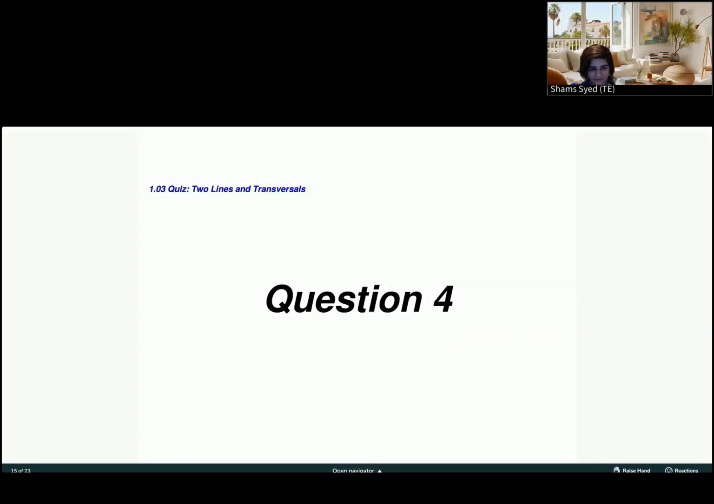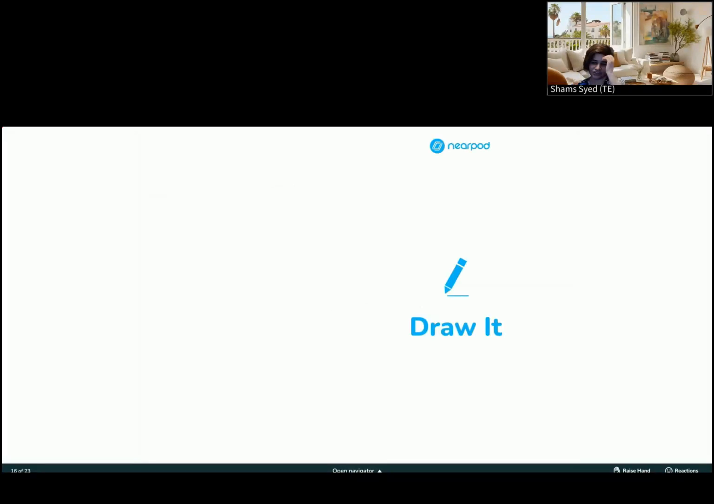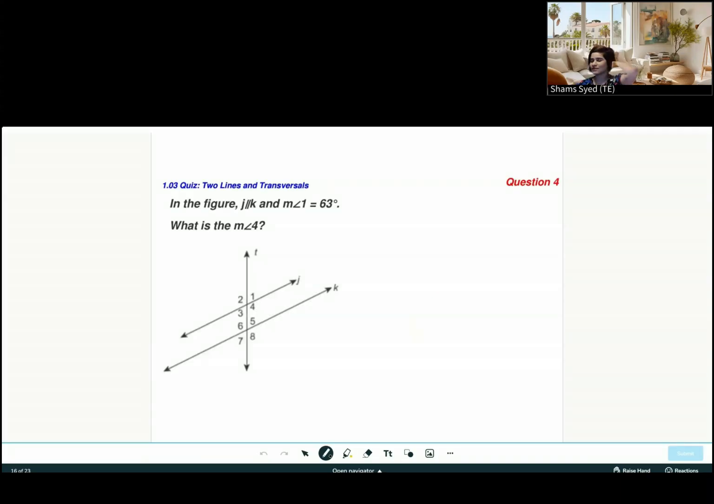Question 4. Here's question 4, variety 1. If you guys are taking the quiz, some of your question 4 will look like this. So in the figure, J is parallel to K, and angle 1 is 63. I'm going to go mark angle 1. This is 63. Angle 1 is 63. My task is to find angle 4.